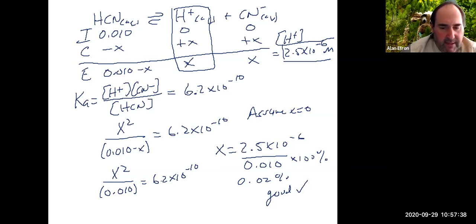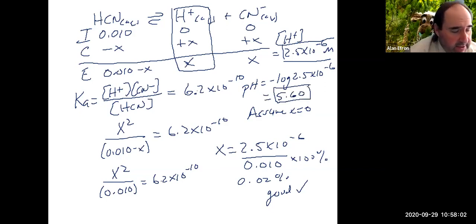And since I asked for the pH as well, the pH would be minus the log of 2.5 times 10 to the minus 6. If we do that, it looks like 5.60 as our pH. Also, 5.60 is acidic, so that's all good, and it makes sense there as well. Question on that particular one? Question on Ka type problems?